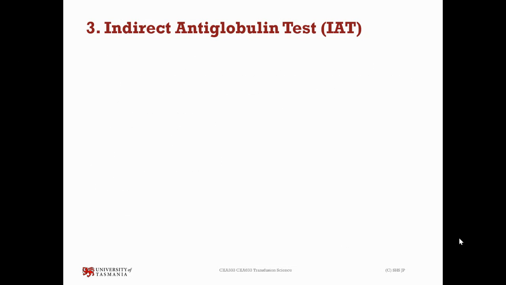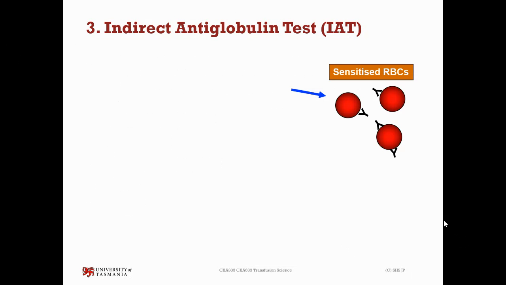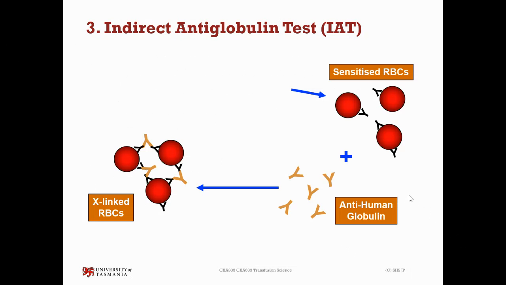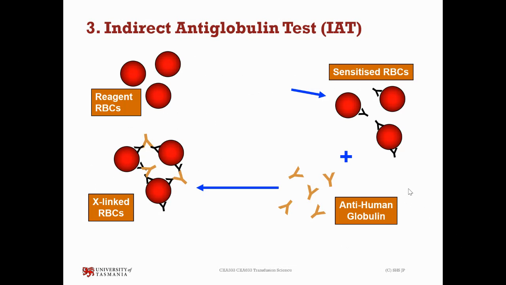Okay, so we had a look at the indirect antiglobulin test in image form, so let's have a look at this one. So again, we've got our sensitized red cells. Just ignore that arrow for the moment. Again, we need to add our anti-human globulin reagent. Again, that cross-links our red cells. So this bit's the same. This is the final bit. This is the same as the direct antiglobulin test. The bit that's different is this first bit.